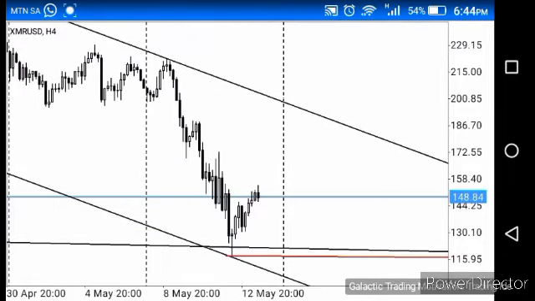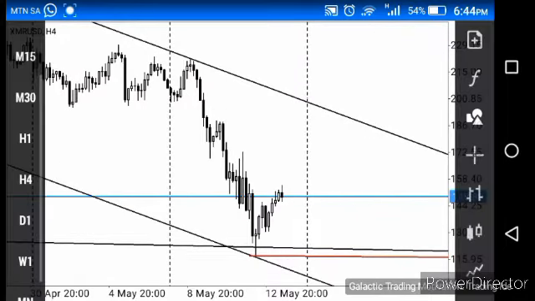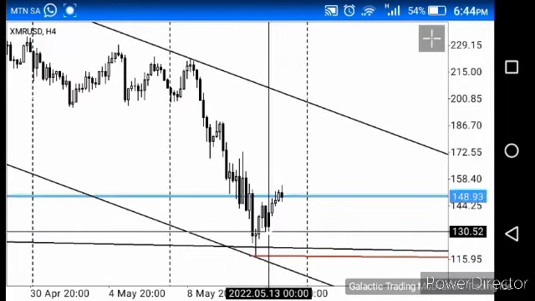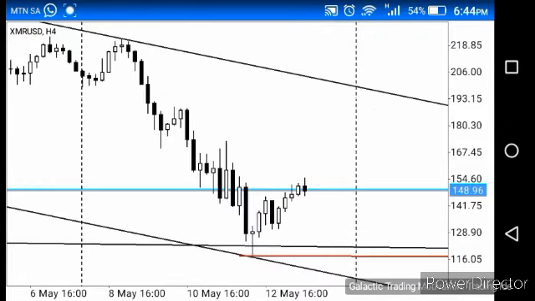So here we are on the H4 chart. So what do we see? On the H4 chart, we see price creating actually a W formation in this region.